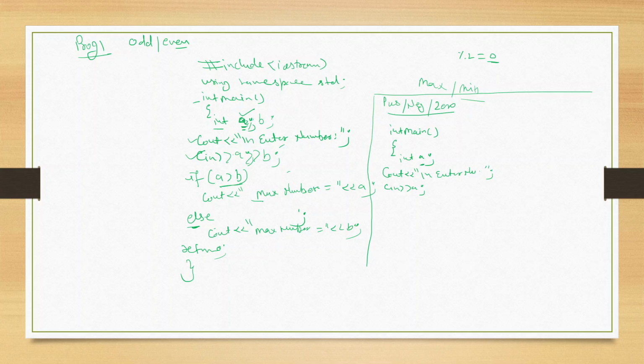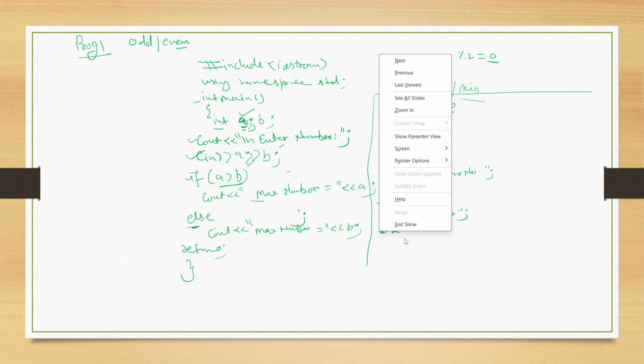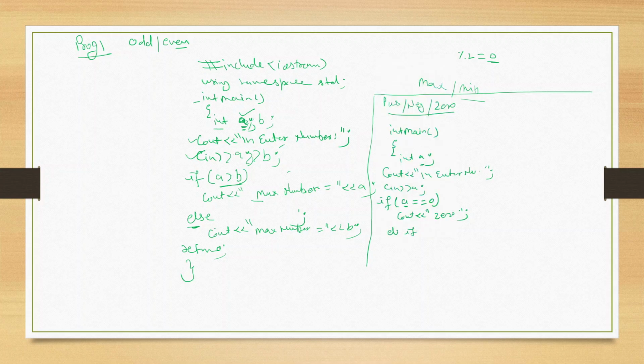Then we have to apply a selection condition. If a equal to 0, if the value of a is 0, then what is the output? "Number is 0." Okay, else if, again a condition: if a is greater than 0, then the cout is "positive number."